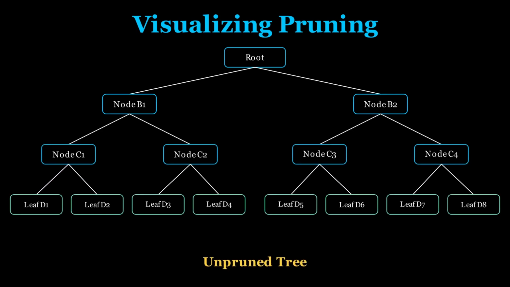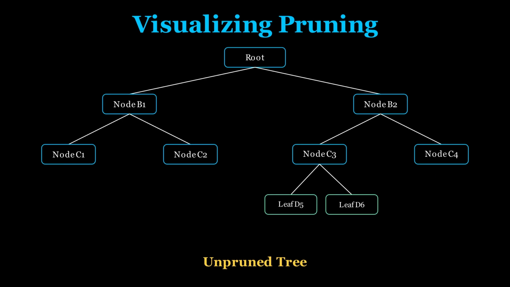To illustrate the difference between an unpruned and a pruned decision tree, let's look at an example. Here is the unpruned tree. It has been fully grown and contains all possible branches and leaves. Every path ends in one of 8 leaves. Now let's prune it. We cut off the branches below C1, C2, and C4, removing 6 of the leaves. The nodes C1, C2, and C4 no longer split, so they become the new leaves. The pruned tree keeps the essential structure of the original, but with fewer leaves and far less complexity.